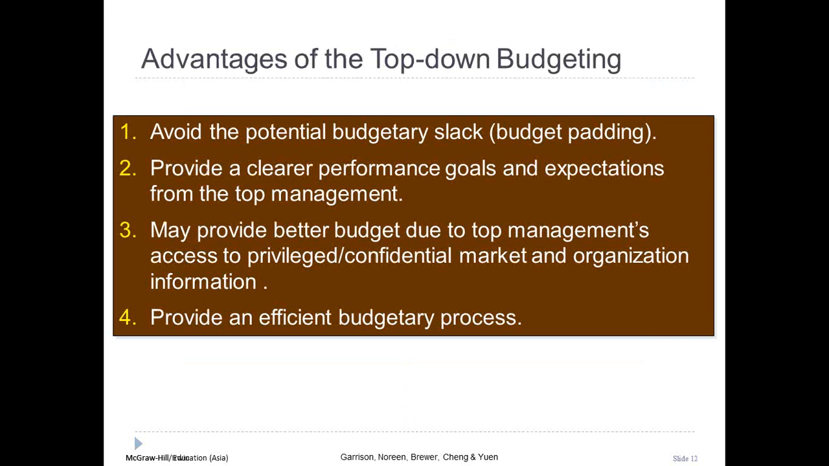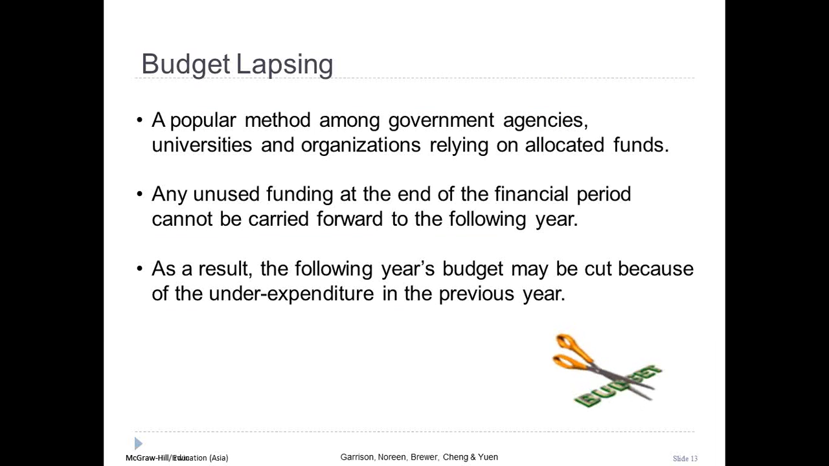Problems of self-imposed budget can be solved by the top-down budgeting approach. For example, it can avoid the potential budgetary slack, or what's called budget padding, provide clearer performance goals and expectations from the top management, provide better budget due to top management's access to privileged confidential market and organization information, and fourth, provide an efficient budgetary process.